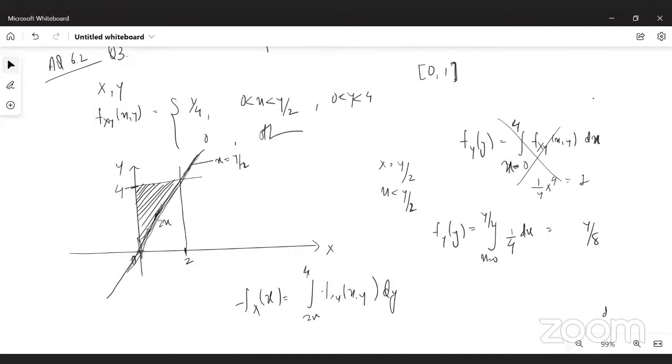So I'll end up with 4 minus 2x, is it? So it will be 1 by 4. Y should vary from 2x to 4. So 4 minus 2x by 4, which is 1 minus x by 2. Interesting.